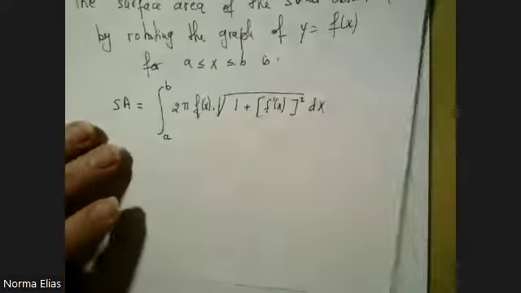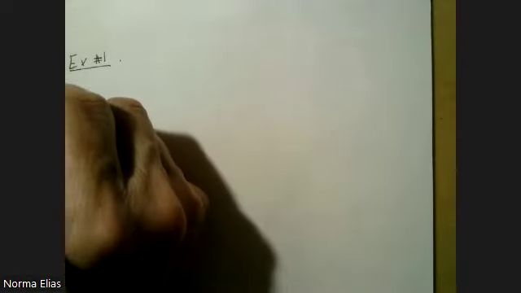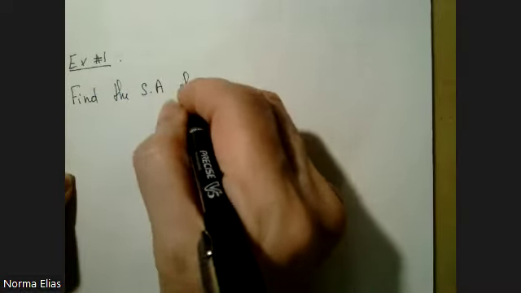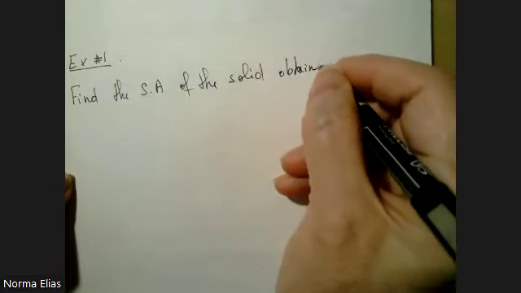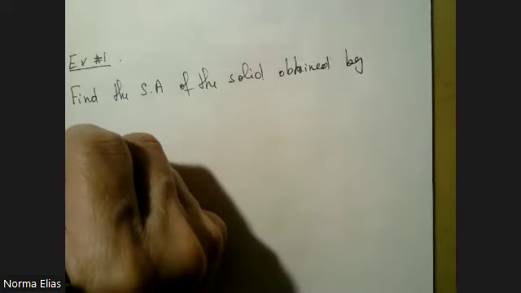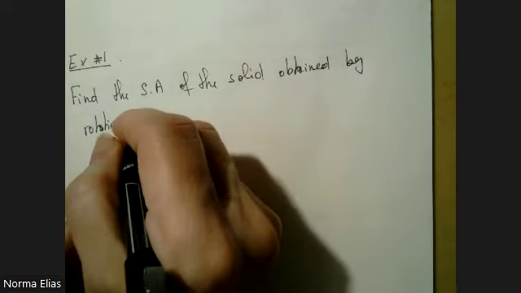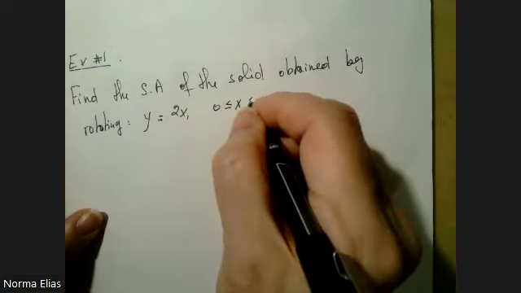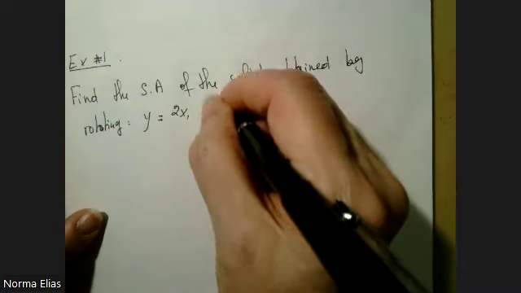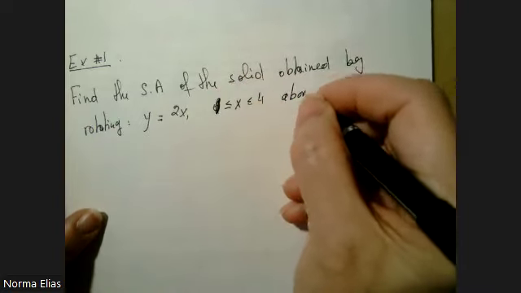Simple application. So example number 1 is, right, find the surface area of the solid obtained by rotating the graph of y equal to x for x between 1 and 4 about the x-axis.